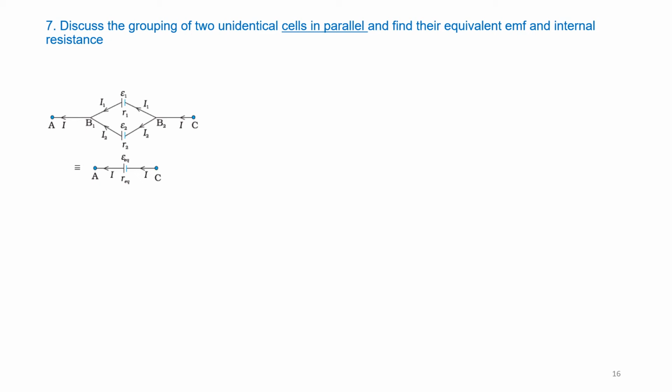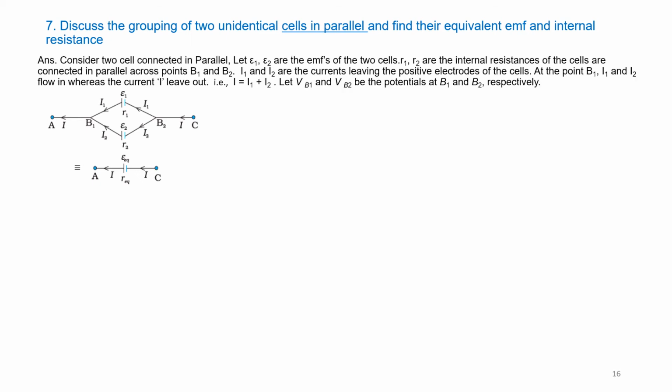Hence, this is equivalent, this is A as it is. Between B1 and B2, we have connected a single cell with equivalent EMF E equivalent and equivalent resistance R equivalent. There are very lengthy calculations, but these are simple and you have to follow them.